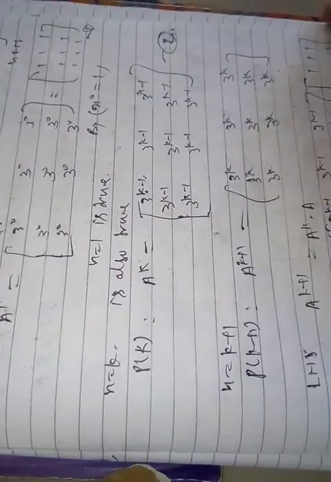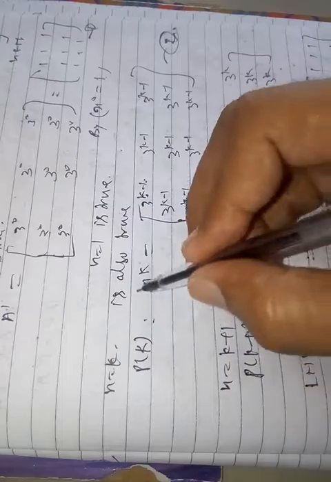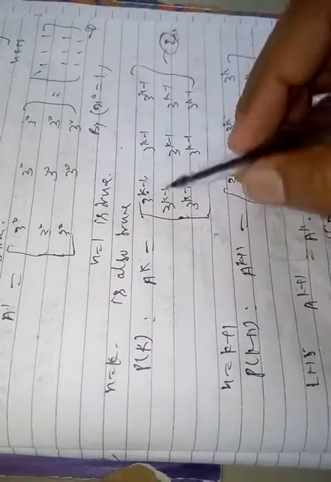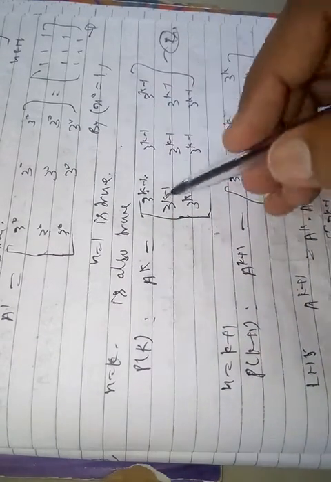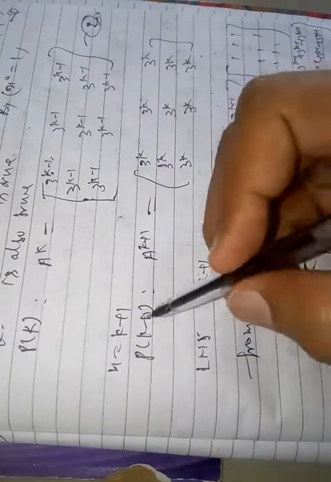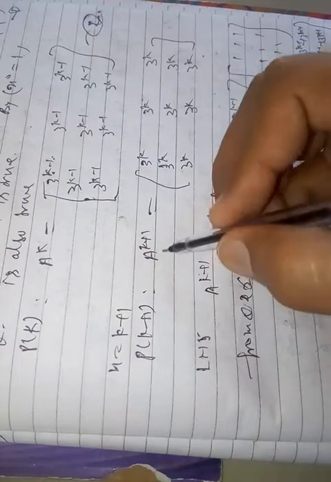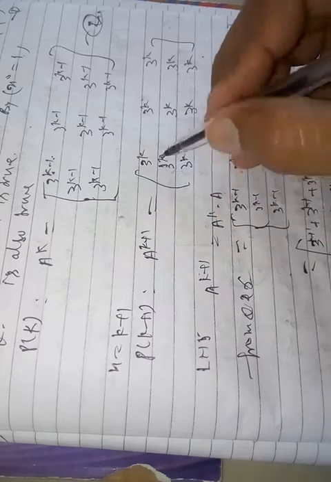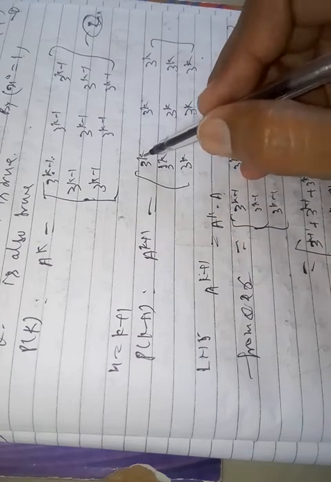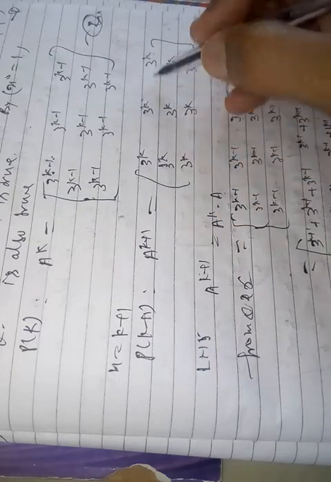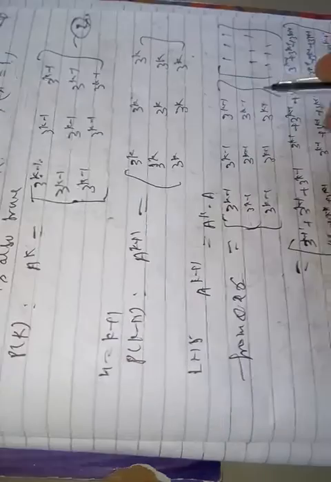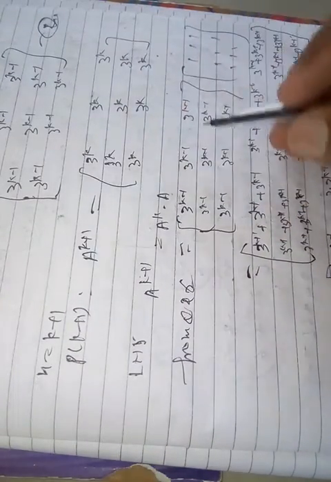The same, n equal to k is also true, P of k, where the matrix entries are 3 raised to k minus 1, with n changed to k. Okay, n equal to k plus 1 is true, so that A raised to k plus 1 has entries 3 raised to k plus 1 minus 1, all elements same. Okay, clear? These are all the same.